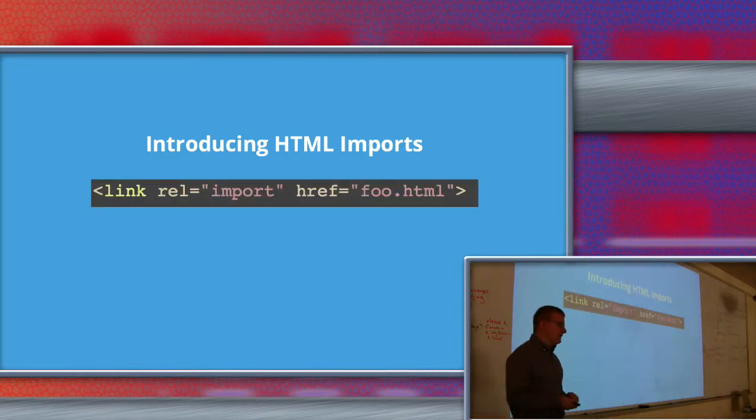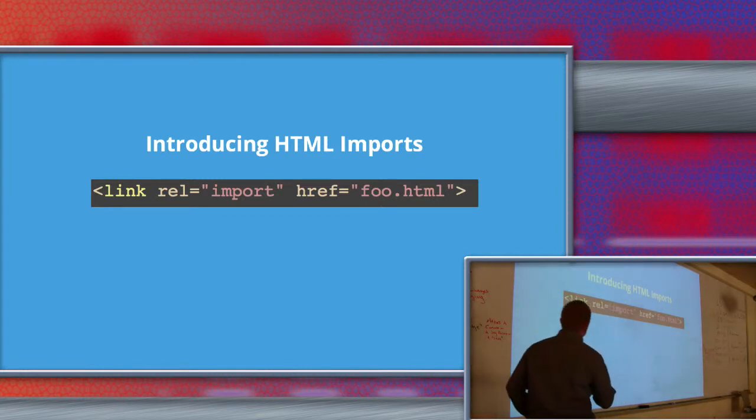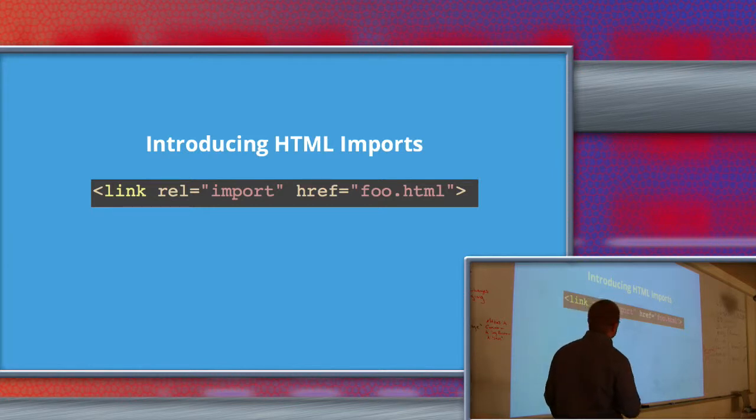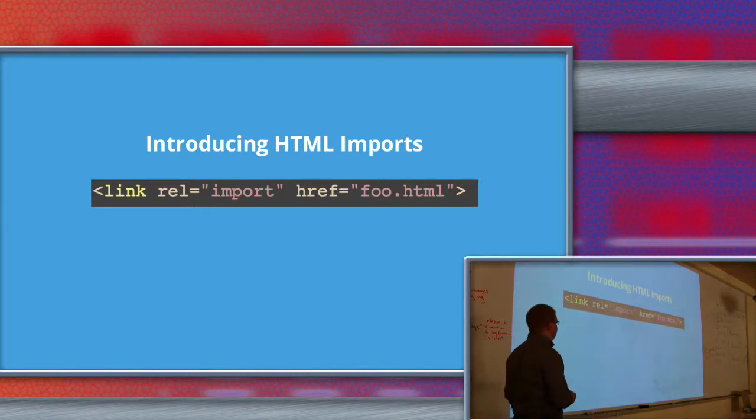So the important thing to remember here is link, rel import, href, and our HTML document. This might look like a link like you would use with CSS, but it's not. It is a link element, but you have to have rel import there, and that's how we know which HTML imports. And it's actually going to download this document here. Rel import is important. .html. This is not a CSS document.